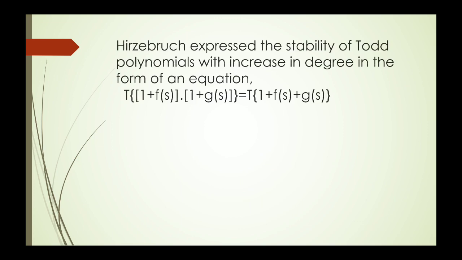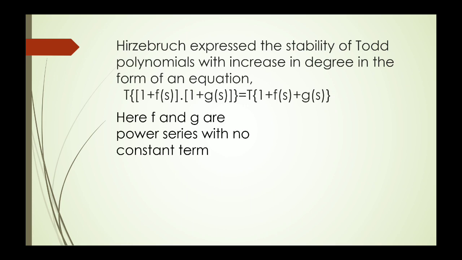Moving on. The mathematician Hirzebruch expressed the stability of the Tau polynomials with increase in the degree in the form of an equation. Michael Atiyah had mentioned the 20th century mathematician Hirzebruch, who had already proven that the Tau function gains stability as the degree increases. Over here, F and G are the power series with no constant term. Moving on.